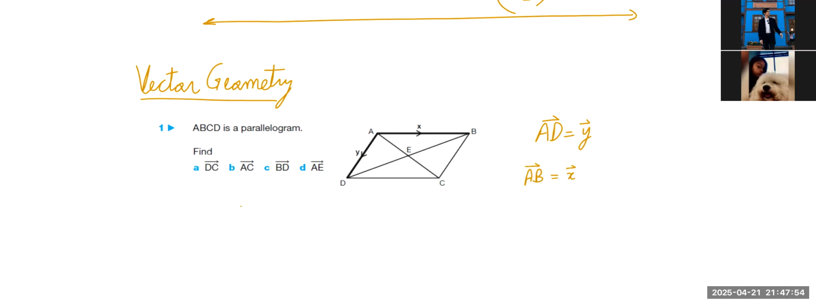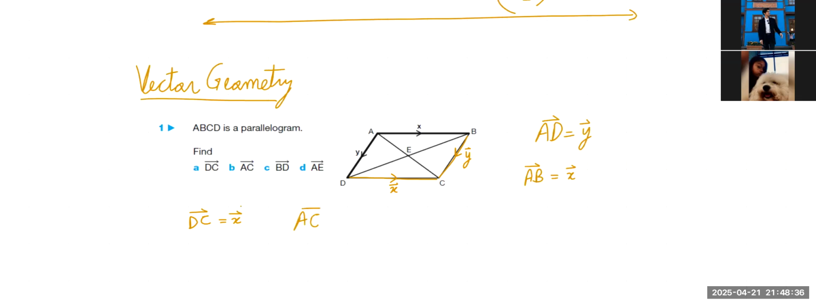There's a very easy way to do this. First of all, since this is a parallelogram, remember that any two vectors that are the same length and parallel are the same vectors. Okay? So for example, this vector is y, which means that BC is also y. It has to be, because it's exactly parallel to AD and it's the same length, right? So this vector is also y. Do you agree? Yes. Same length and parallel. Similarly, this is also x. Do you agree? Yep. So DC is just x. Easy peasy.